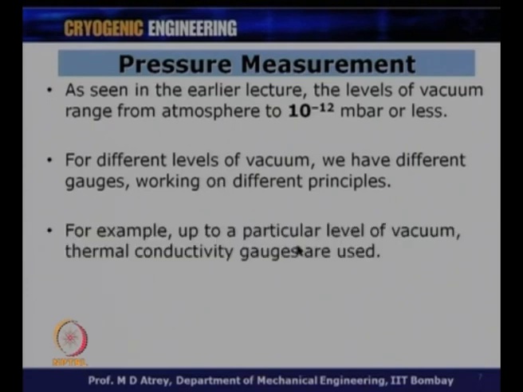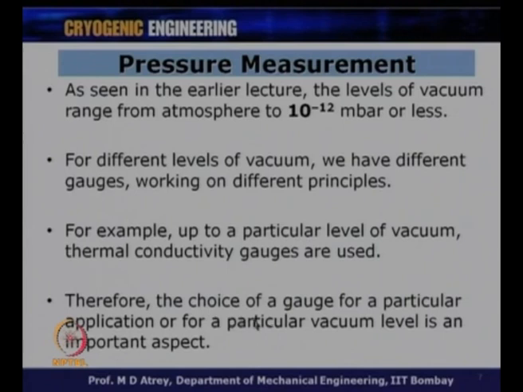For example, up to a particular level of vacuum, thermal conductivity gauges can be used. Up to minus 3, I will say a thermal conductivity gauge can be used. Therefore, the choice of a gauge for a particular application or vacuum level is an important aspect. If I want to go up to minus 9, I should use an ionization gauge, and the working principle of that vacuum gauge is different from the principle on which a thermal conductivity gauge works, and this is very important.